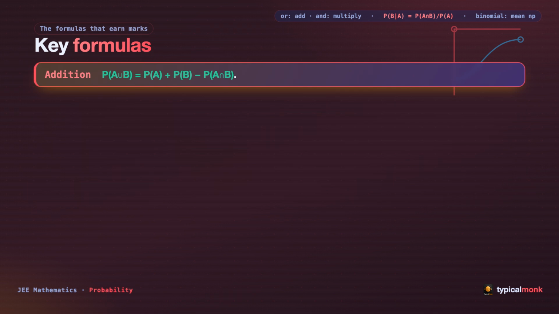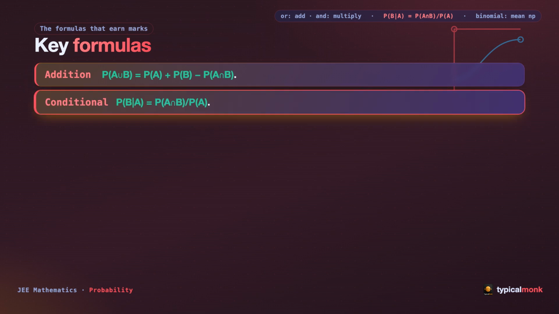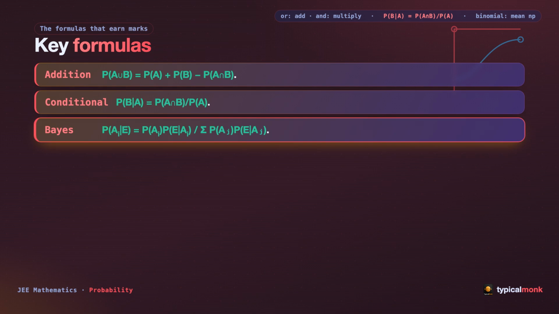Now the formulas that earn marks. The addition rule. P of A union B equals P of A plus P of B minus P of A intersection B. Conditional probability. P of B given A equals P of A intersection B over P of A. Bayes' theorem. P of Ei given E equals P of Ei times P of E given Ei over the sum of P of Ej times P of E given Ej.